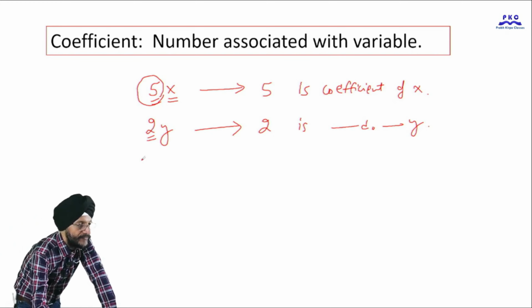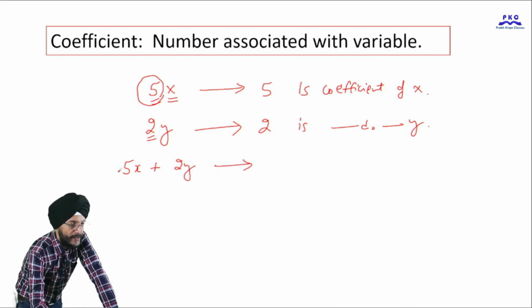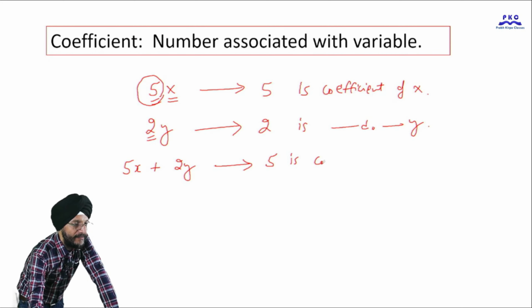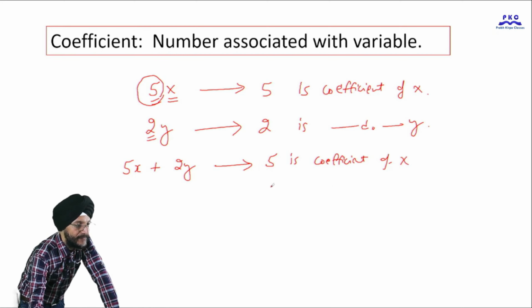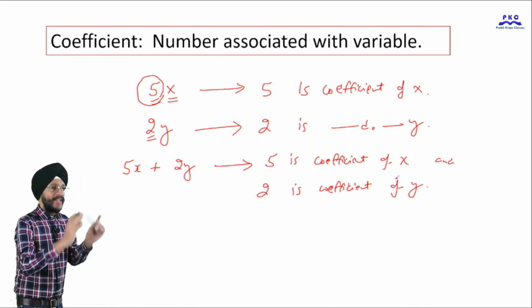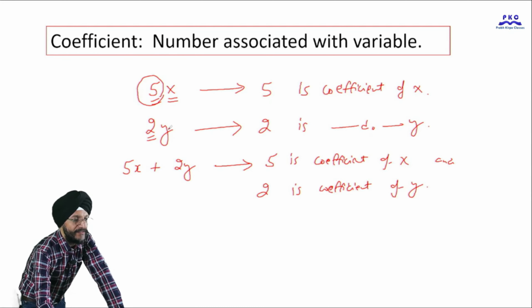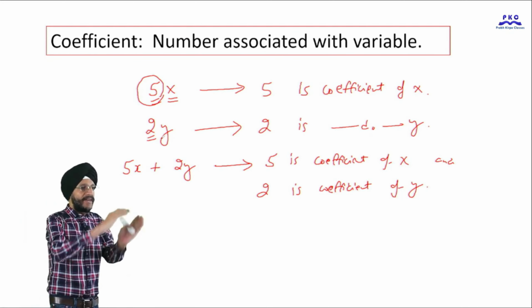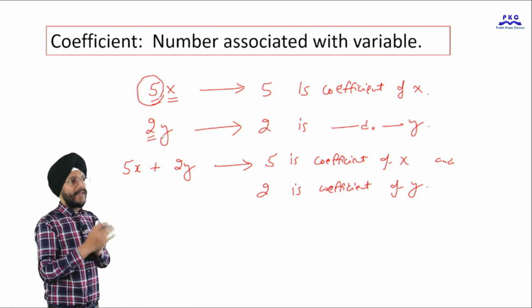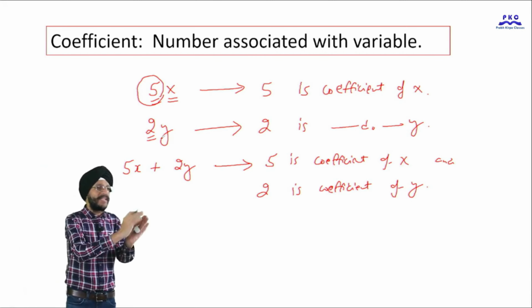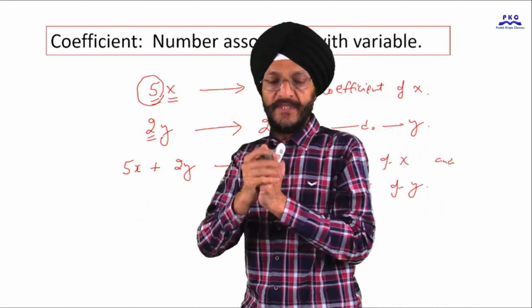So if we write 5x plus 2y, here 5 is the coefficient of x and 2 is the coefficient of y. So any number which is associated with a variable, the variable can be x, y, z, a, b, c or any other alphabet. Normally the variables are taken as x, y, z or a, b, c.